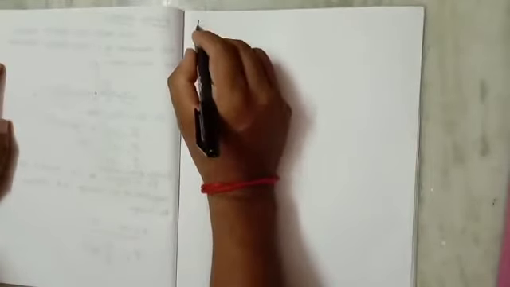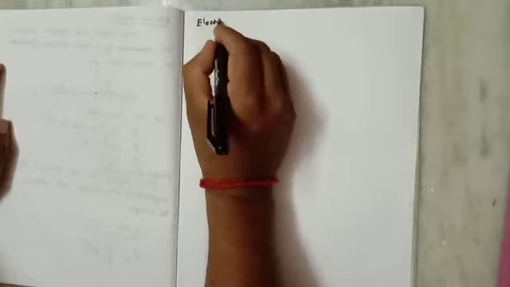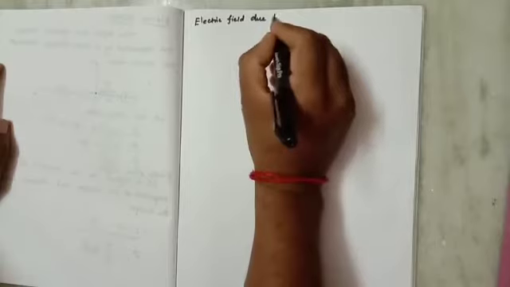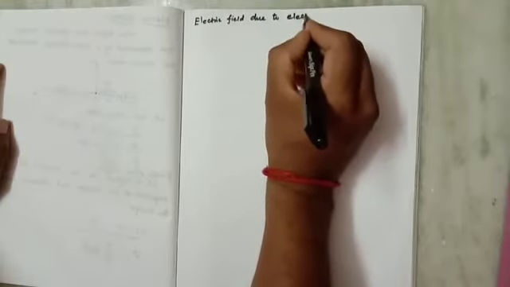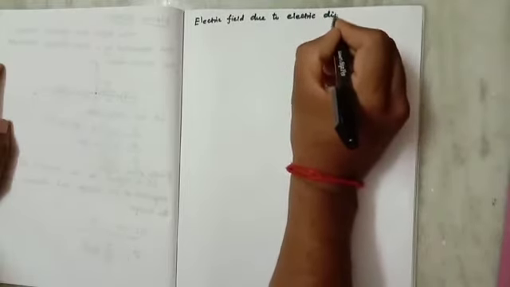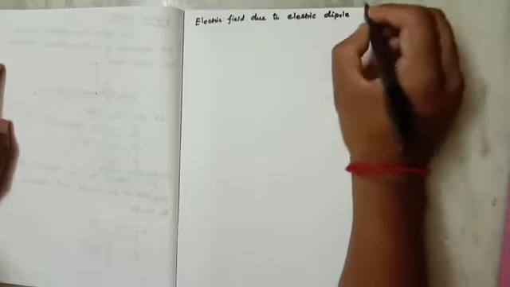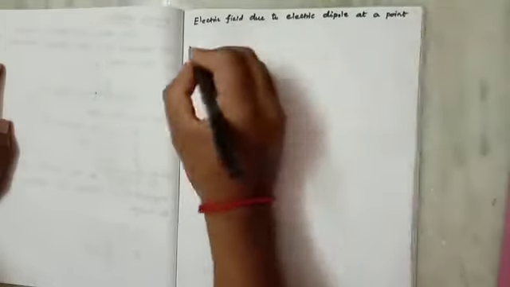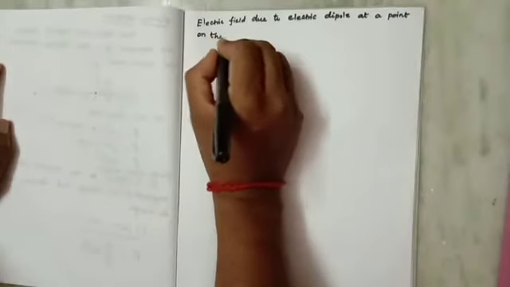Now I am going to teach an important 5 mark question, that is the electric field due to an electric dipole at a point on the axial line.